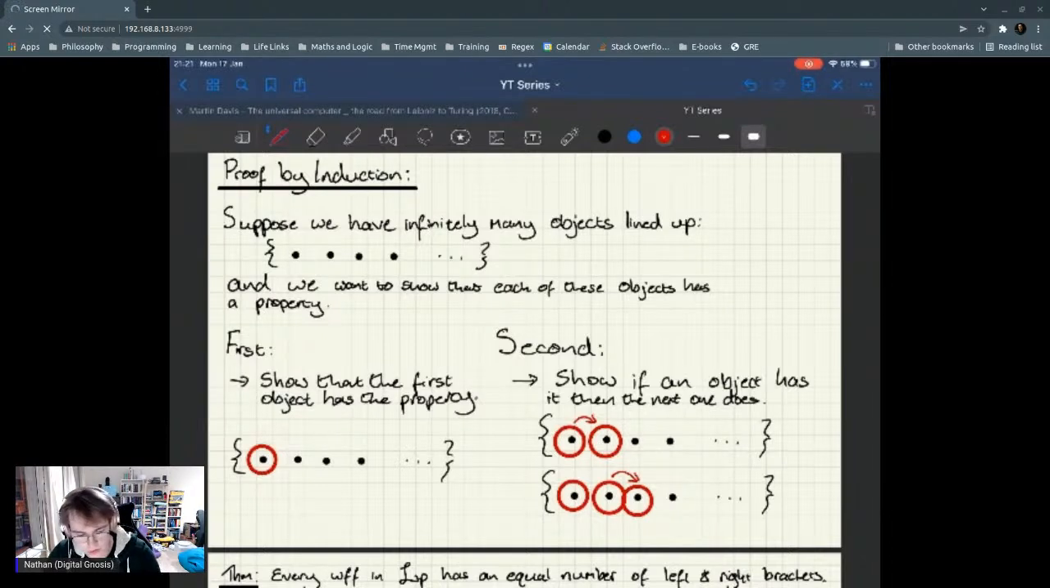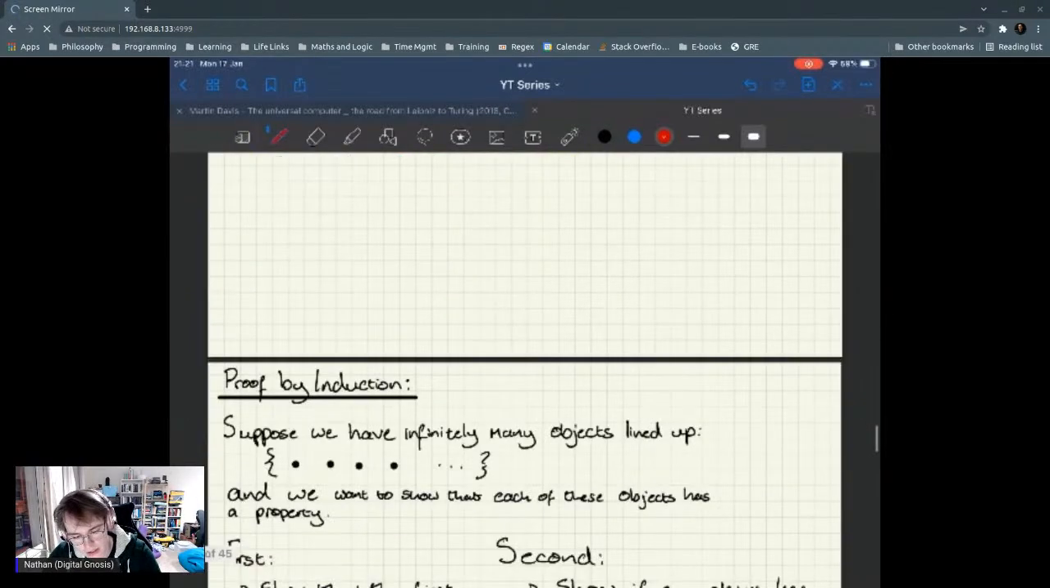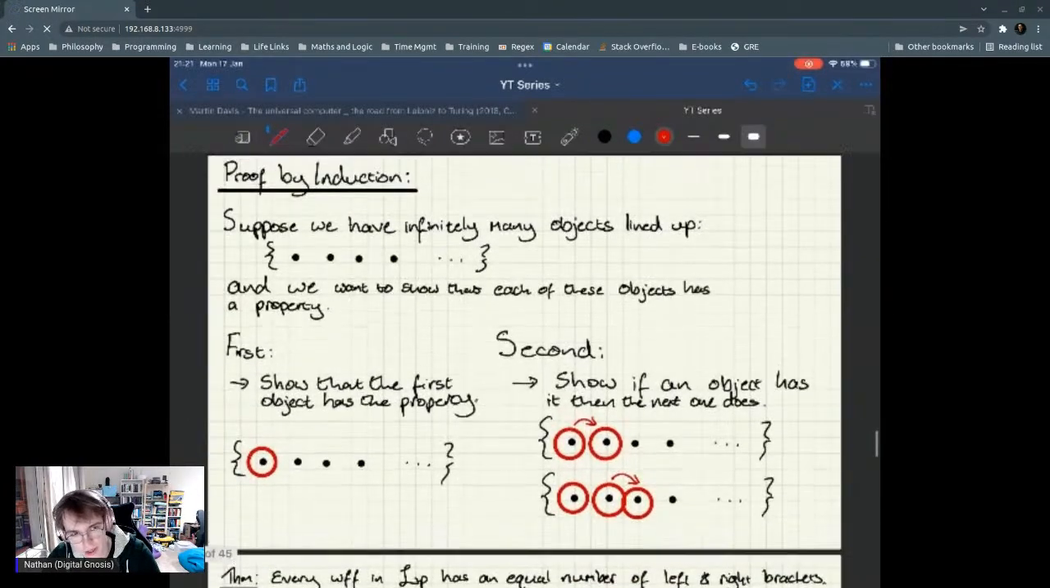Anyway, so proof by induction. This is basically going to be a useful form of proof that we're going to use in order to prove general things about our logic, our system of logic that we've created. So proof by induction is a particular form of proof.